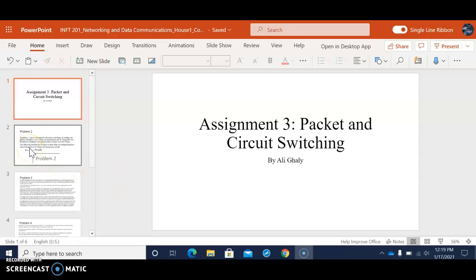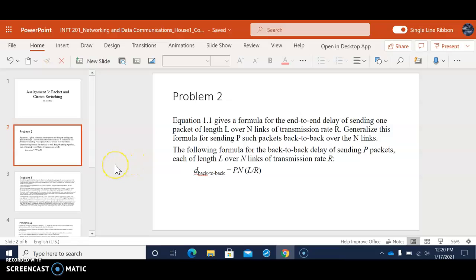Okay, for problem 2, this will be the usual equation. The question is asking: equation 1.1 gives a formula for the end-to-end delay of sending one packet of length L over N links of transmission rate R. Generalize this formula for sending P such packets back to back over the N links. They're already giving us the information. R will be the transmission rate, N will be the total number of links, L will be the packet length, and P will be the packets.